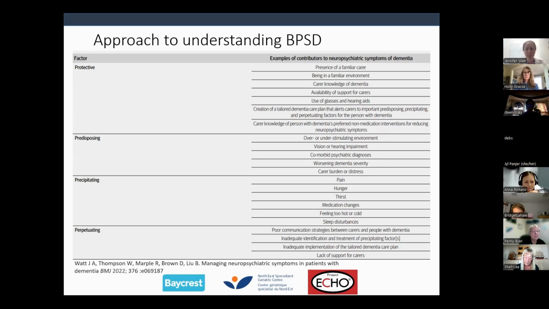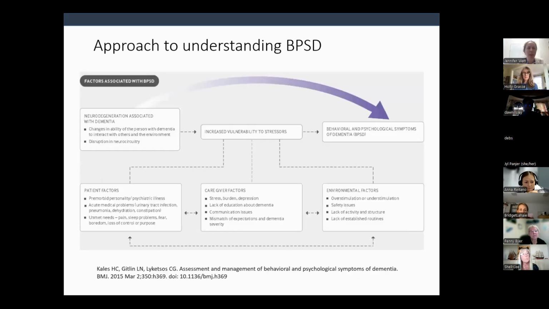And if you want more information, this is in a clinical update paper that I worked on with a team, including a person with lived experience, a couple of years ago. And the citation is below. Whenever I was talking about those four things, the predisposing, protective, perpetuating, and acute precipitating factors, those are always in the context of what's happening to the person living with dementia, what's happening to their caregiver, and what's going on in the environment. So I always also think about those three components.